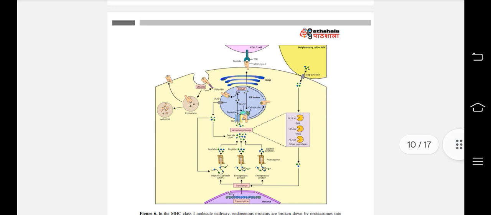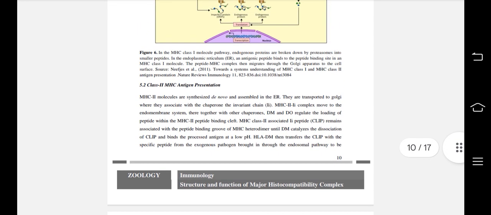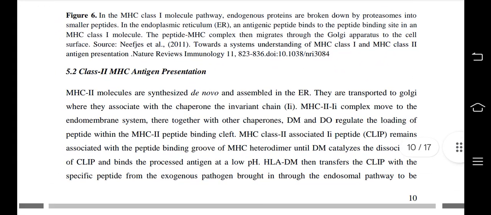Class 1 pathway. In the MHC class 1 molecule pathway, endogenous proteins are broken down by proteasomes into smaller peptides. In the endoplasmic reticulum, an antigenic peptide binds to the peptide binding site in an MHC class 1 molecule. The peptide MHC complex then migrates through the Golgi apparatus to the cell surface.